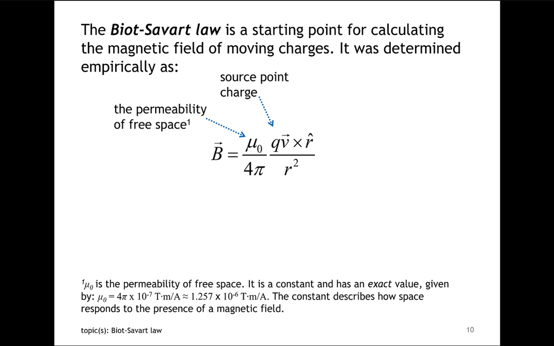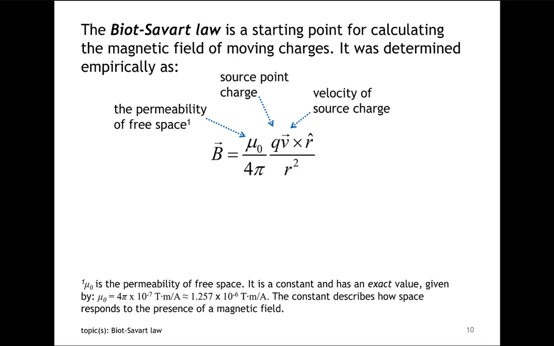Mu naught is multiplied by q, and this is the value of the charge that is the source of the magnetic field. So this is our source charge. Now our source charge must be moving with a velocity in order for there to be a magnetic field.